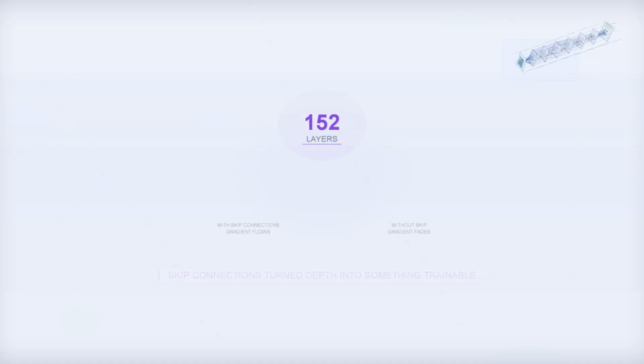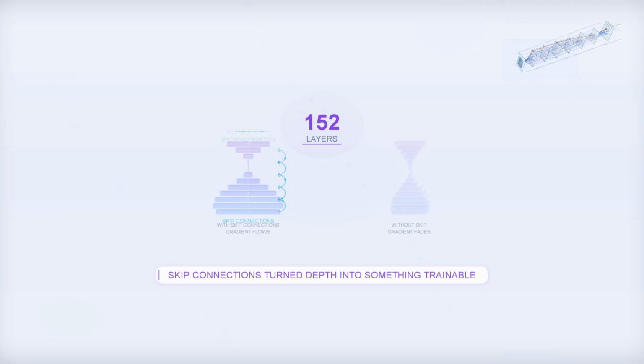Its secret: skip connections that help information flow. Without them, very deep networks simply cannot learn. Gradients vanish before reaching the early layers. Skip connections create express highways for learning.